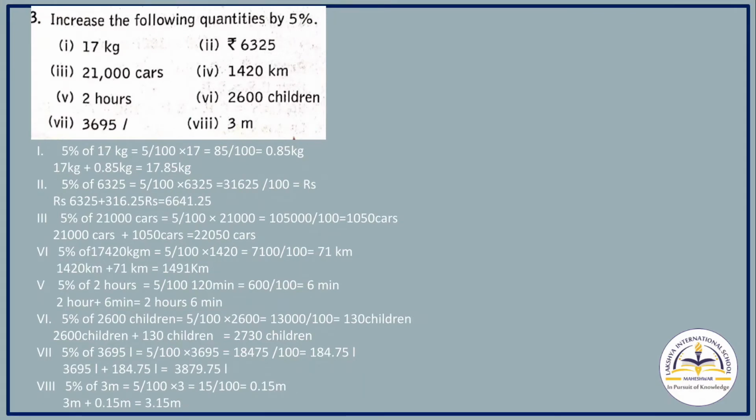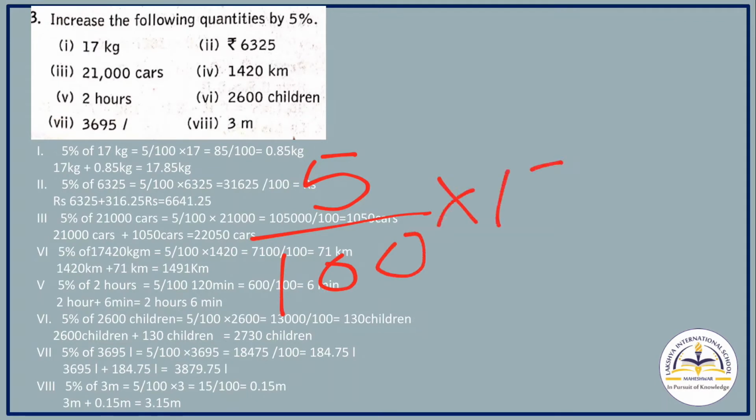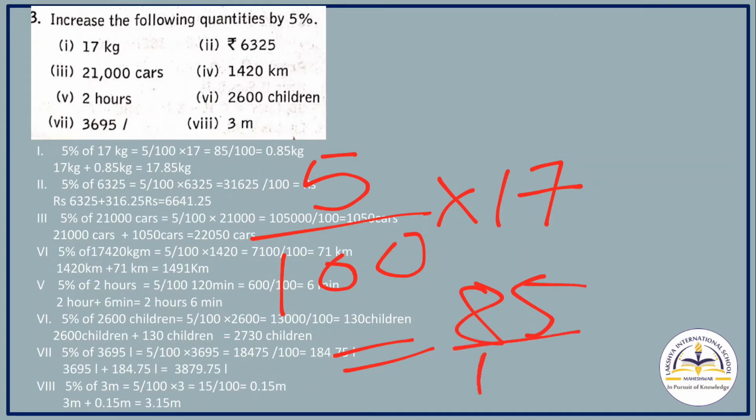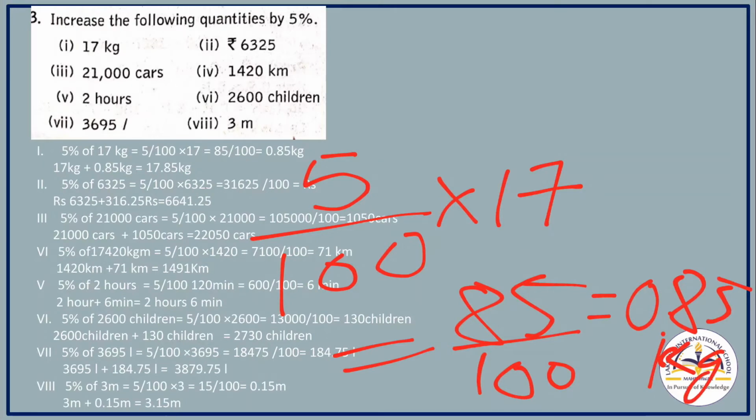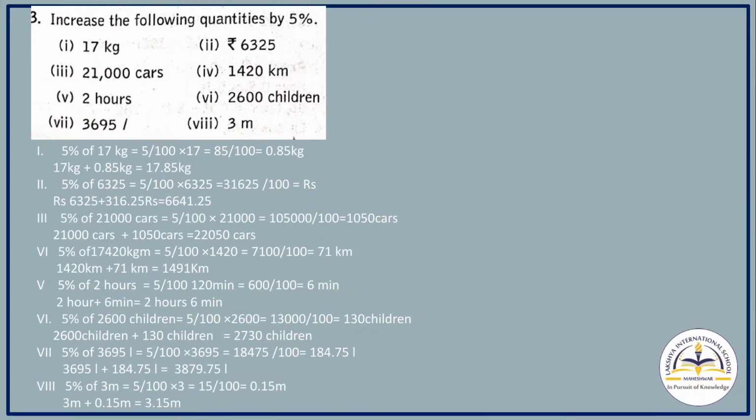Now increase the following quantities by 5%. Now in this question you have to increase the quantities by 5%. Now the first question is 17 kilogram. So first we will find out what will be the 5% of 17 kilogram. So 5 by 100 into 17. Now when you solve this, you will get 85 by 100. So the 5% will be 0.85 kilogram.